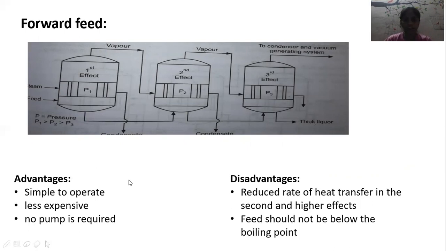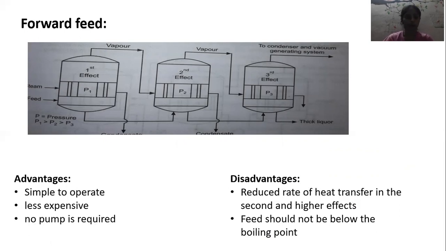So major advantages and disadvantages of forward feed are: it is simple to operate, less expensive, no pump is required. The disadvantage is reduced rate of heat transfer in the second effect and higher effects. That is, in the first effect we have more rate of heat transfer than in the second and the third one. The feed should not be below the boiling point.